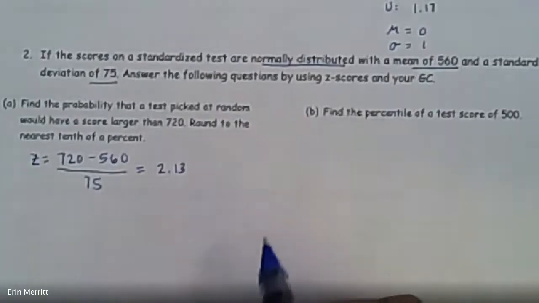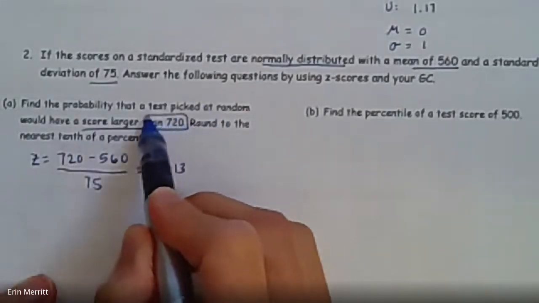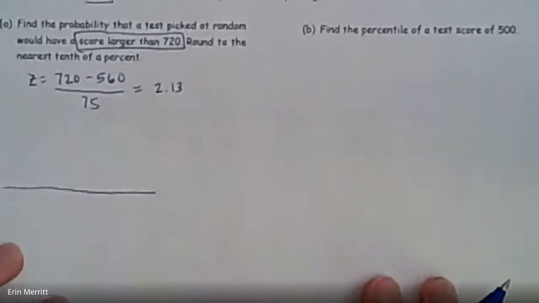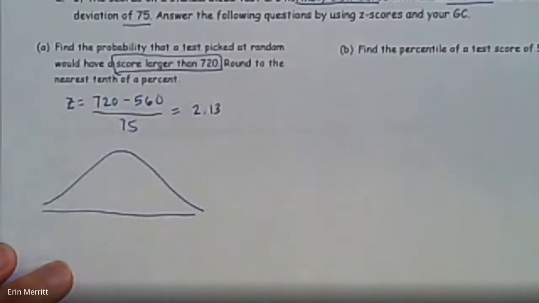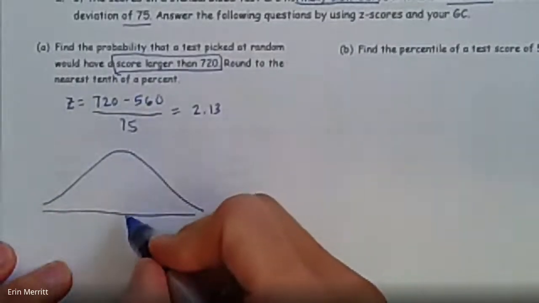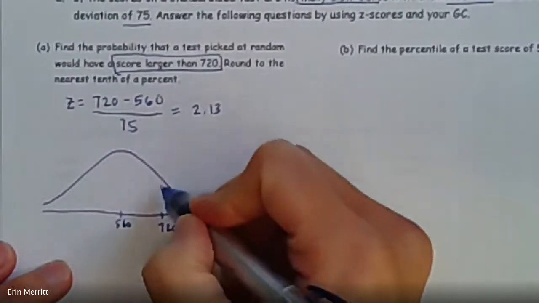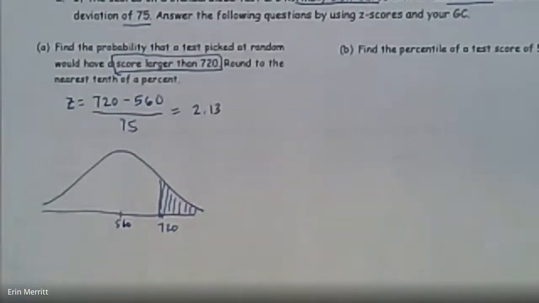Now when it says find the probability that a test picked at random has a score larger than 720, I want to see a visual here. So get your best drawing skills on, because I want to see them on your homework and I want to see them on the test. So if here is the mean at 560, 720 would be above it. And then we want anything above that. So that's a really good score here.